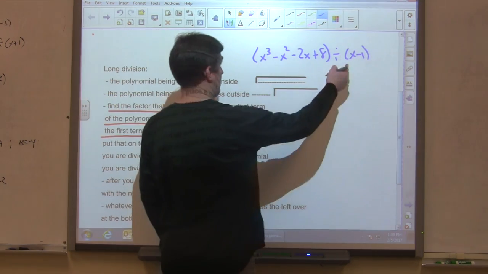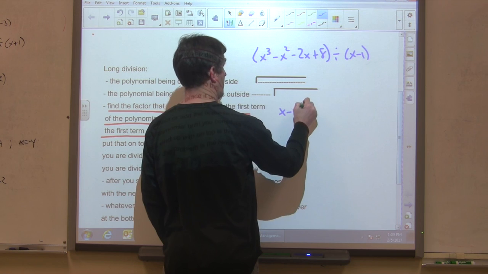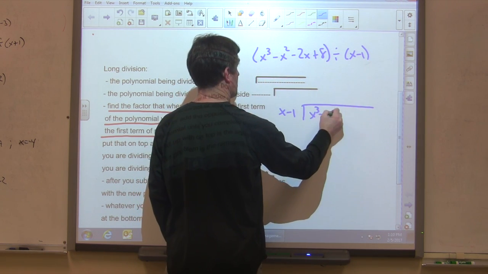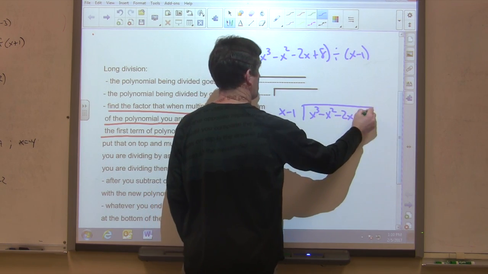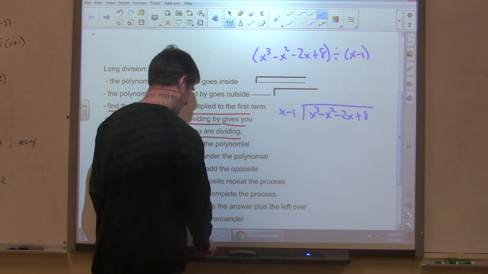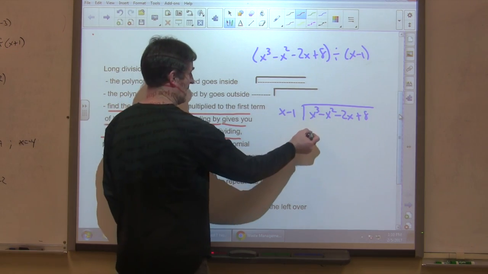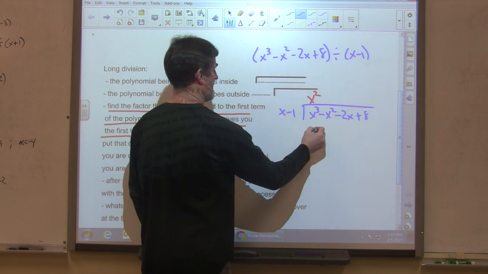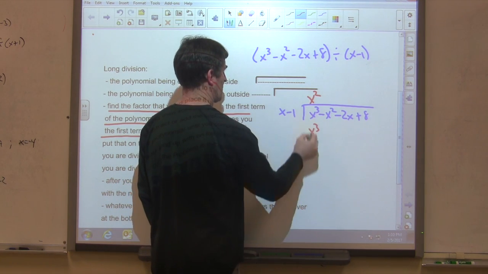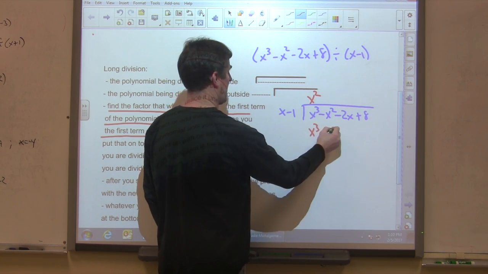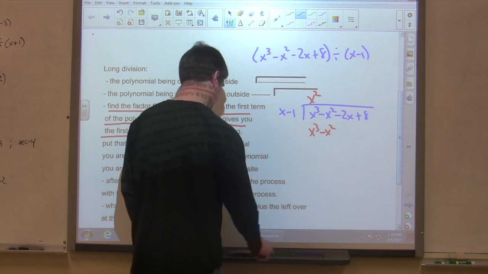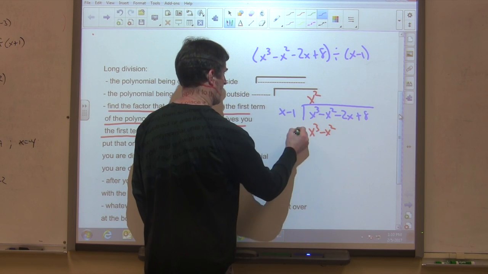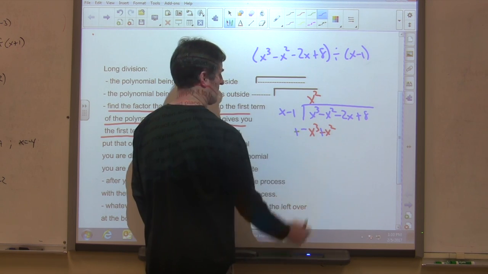So to do this, again, the x minus 1 goes on the outside, the x cubed minus x squared minus 2x plus 8 goes on the inside. What do we have to multiply x by to get to x cubed? That would be x squared. x squared times x is x cubed. x squared times a negative 1 is a negative x squared. Again, I'm going to subtract. So I change the sign, change it to addition, add the opposite.